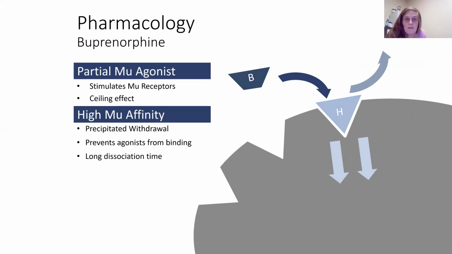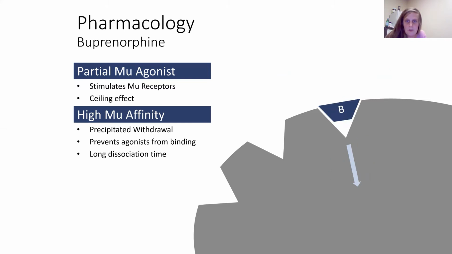It's interesting, buprenorphine also has a very high affinity for these receptors. So although it doesn't work as strongly at them, it has the potential for kicking off full agonists that have less affinity for these receptors, things like heroin. This results in the condition that we call precipitated withdrawal. That's where you can go from having this very full effect at these mu receptors to a much weaker effect when buprenorphine replaces it. And that's why it's very important for patients who are going through an induction on Suboxone to be in withdrawal at the time that Suboxone is first administered.